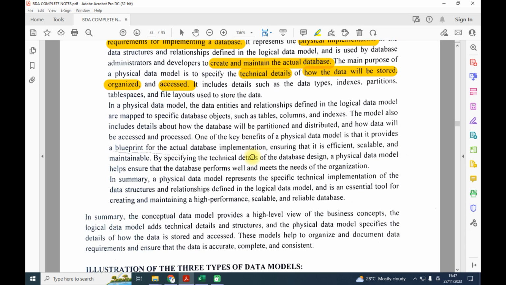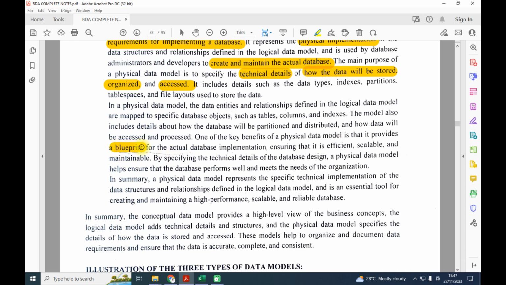So in the physical data model, the data entities and relationships defined in the logical data model are mapped to specific database objects such as tables, columns, and indexes. The model also includes details about how the database will be partitioned and distributed, and how data will be accessed and processed. One of the key benefits of the physical data model is that it provides a blueprint.